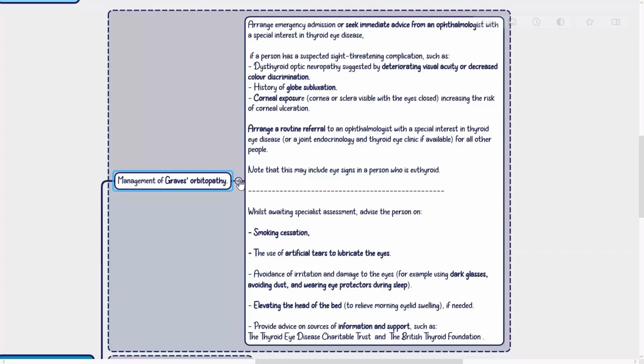For all other people, note that this may include eye signs in a person who is euthyroid. Whilst awaiting specialist assessment, advise the person on smoking cessation, the use of artificial tears to lubricate the eyes, avoidance of irritation and damage to the eyes, for example using dark glasses, avoiding dust, and wearing eye protectors during sleep, elevating the head of the bed to relieve morning eyelid swelling, if needed. Provide advice on sources of information and support, such as the Thyroid Eye Disease Charitable Trust and the British Thyroid Foundation.